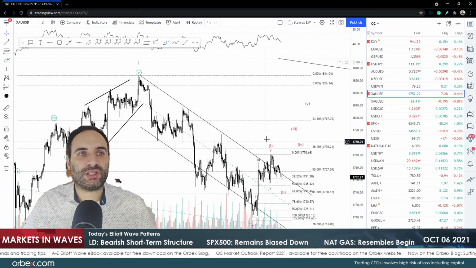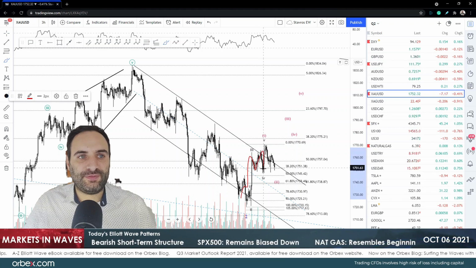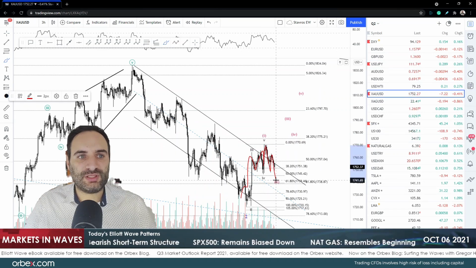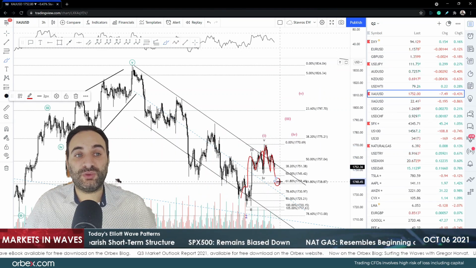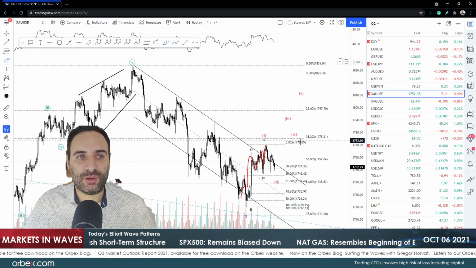Gold is correcting for me. 1, 2, 3, 4 and 5 over here, and an ABC very likely down to 1740 or so, and then we'll continue up, or we might just do a fresh low and continue up from a fresh low.